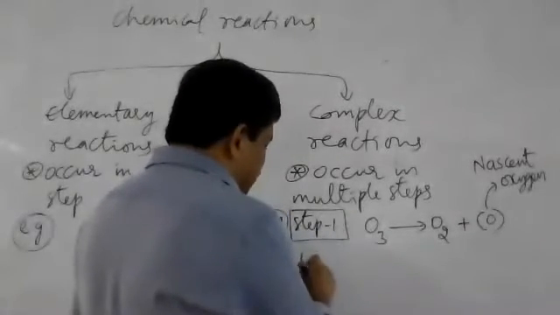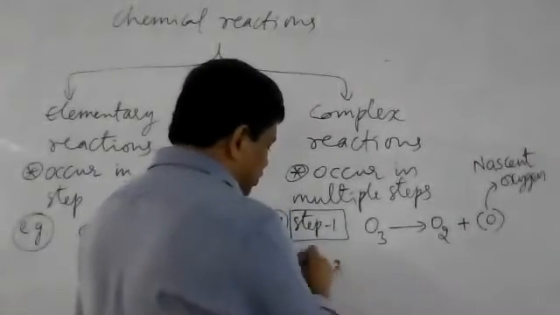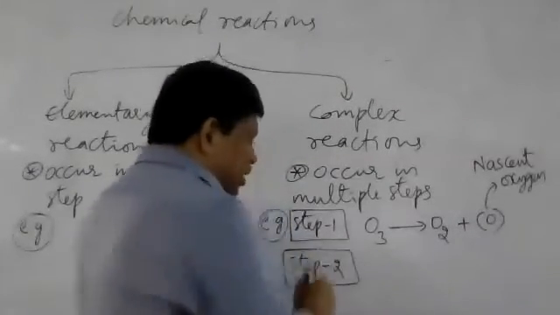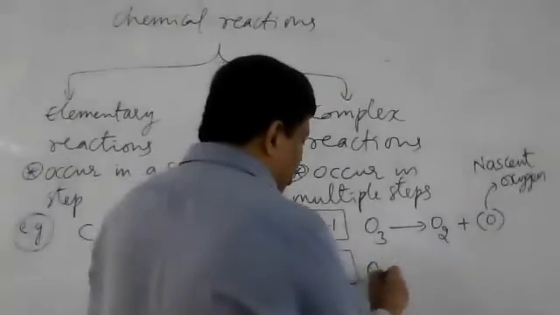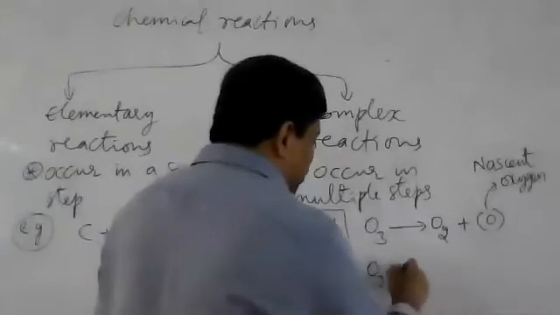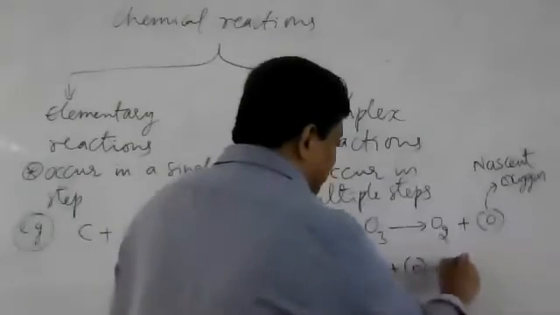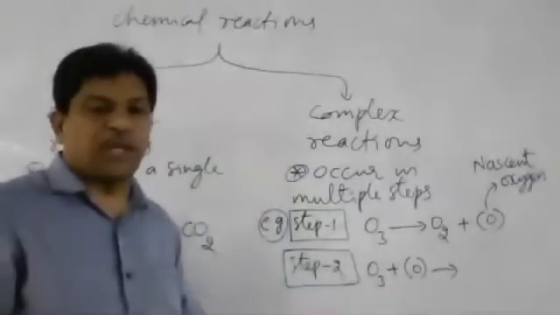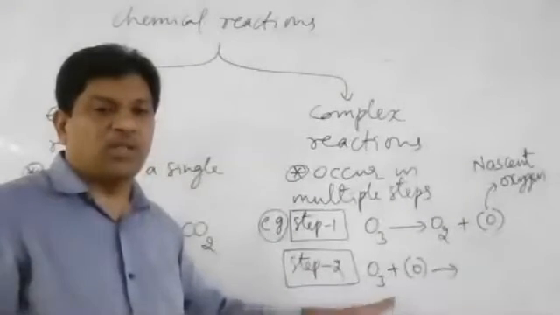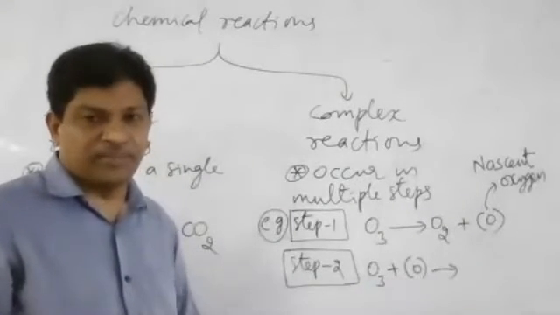Now I am writing step 2. In step 2, one more ozone molecule is attacked by nascent oxygen. This nascent oxygen attacks another O3 molecule. Is that clear?